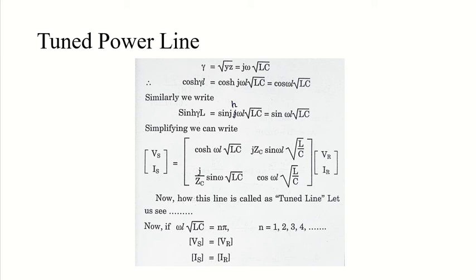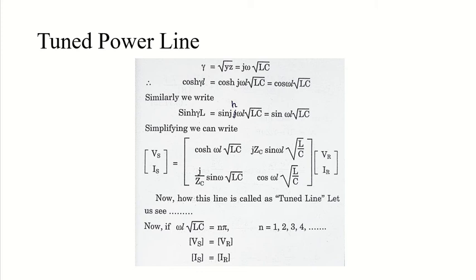So in the previous lecture, we have understood the characteristics of the long transmission line, and we have also derived the generalized constants for the long transmission line, the ABCD parameters. After that derivation, we have also seen two different types of waves, incident wave and reflected wave.